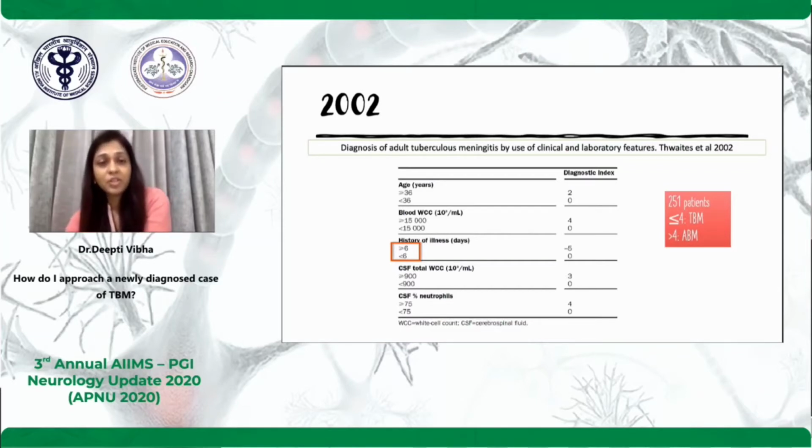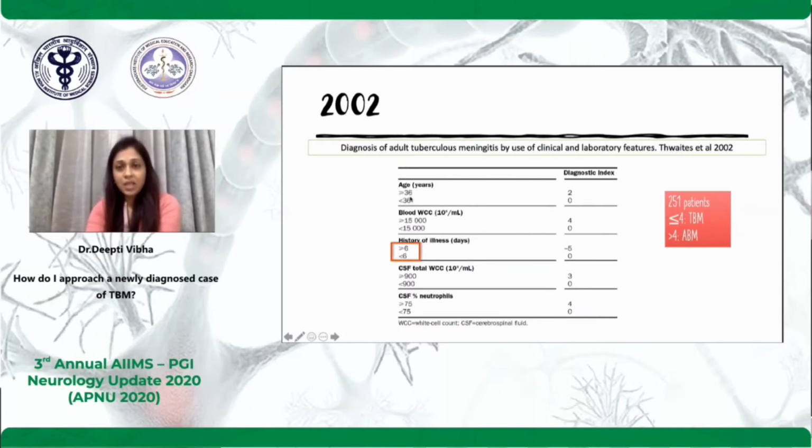This paper is very close to my heart because my dissertation, or my thesis, was on validation of this criteria, which was also subsequently published. And what we found in our population was that age was not the determinant. So age turned out to be insignificant here.